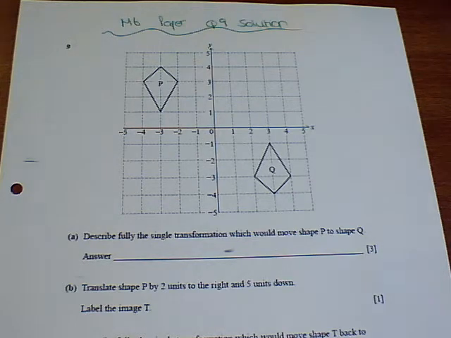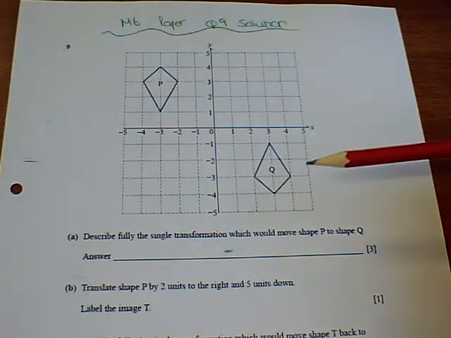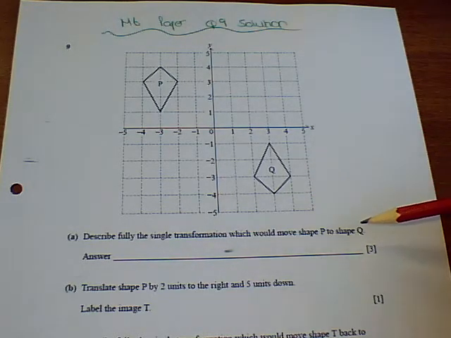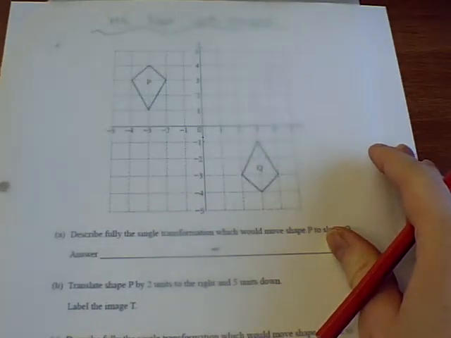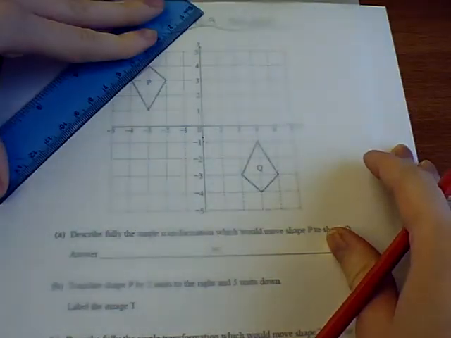Okay, so this is the solution to question 9 on your winter exam. Describe fully the single transformation which would move shape P to shape Q. You're going to need tracing paper for this. Take your tracing paper and draw shape P.